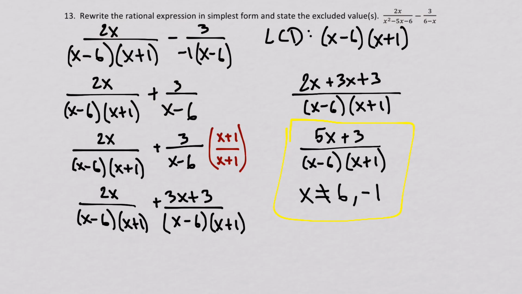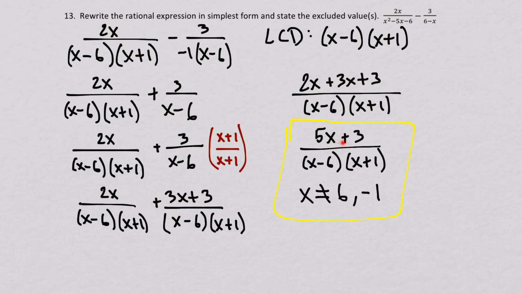Then I notice the LCD is x minus 6 times x plus 1 because it has that same denominator on this side. So since the LCD is x minus 6 times x plus 1, the second fraction is just missing the x plus 1 part. So I multiply it times x plus 1 over x plus 1 so that they have the same denominator. I get 3x plus 3 because it's 3 times x plus 1. And then I put them together, 2x plus 3x plus 3, right here, over the same denominator.